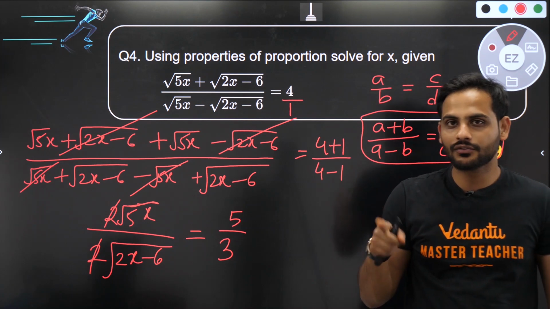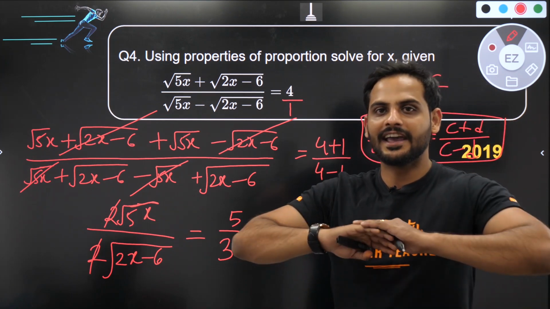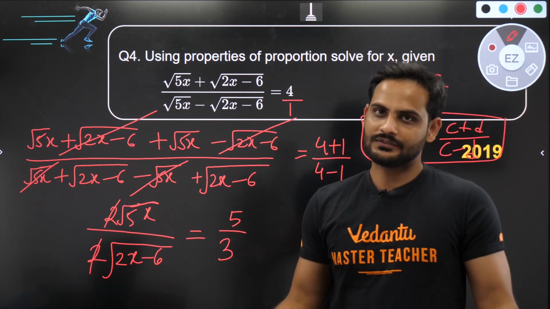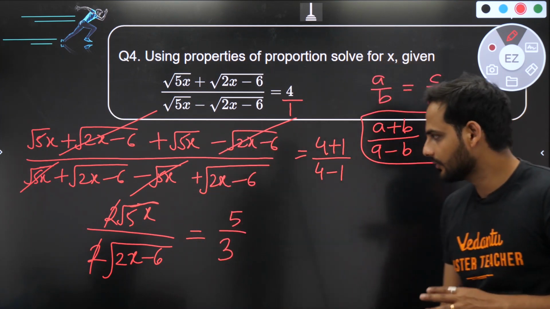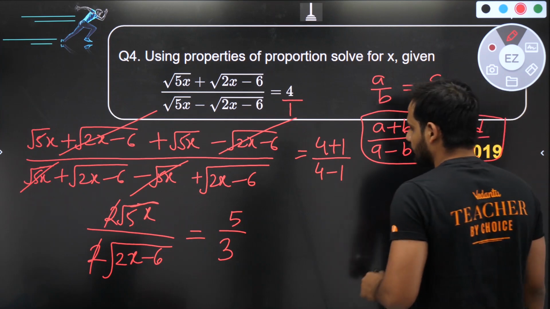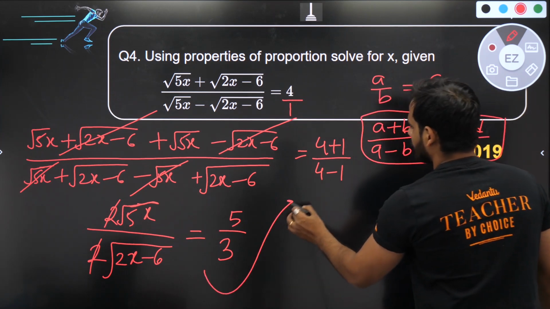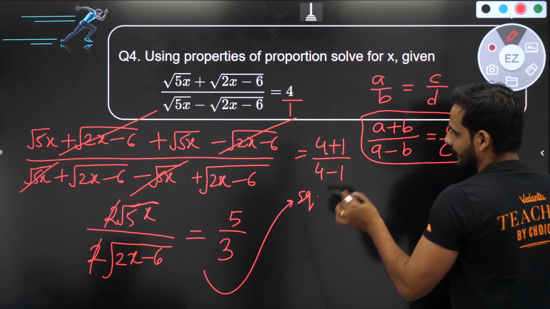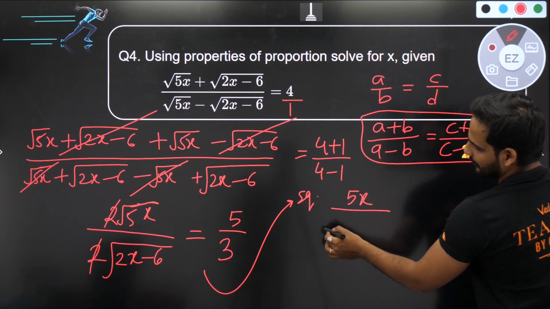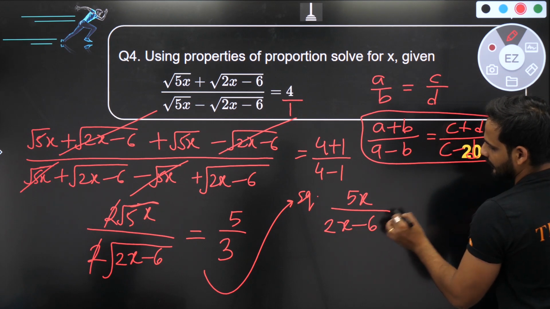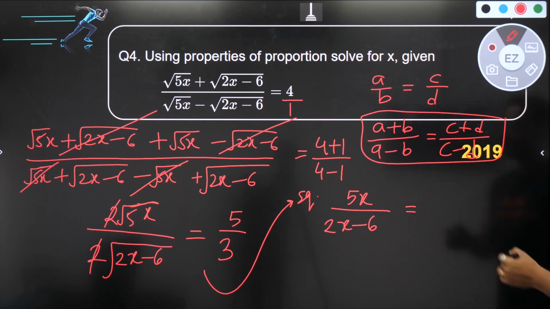Beta, if I do the square on both the sides, I will get rid of this square root. I'll definitely get rid of this square root. So that is what my whole main purpose was. So I will do the square on both the sides. If I do square on both the sides, I will get 5x upon, here in the bottom I'll be getting 2x minus 6, is equal to, this will be equal to what?